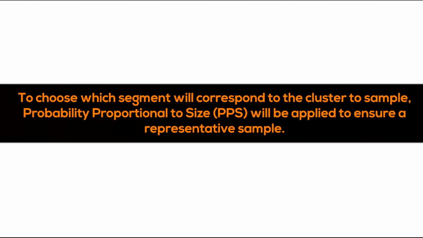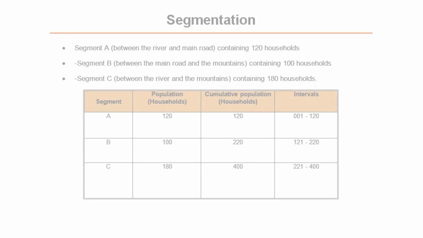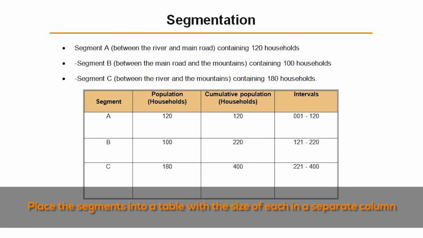To choose which segment will correspond to the cluster to sample, probability proportional to size, PPS, will be applied to ensure a representative sample. Place the segments into a table with the size of each in a separate column. See attached table as an example.